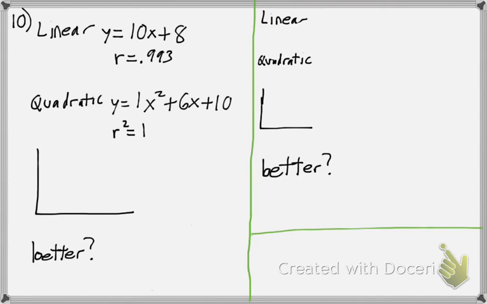So if you graph both of them, let's see if I can use different colors here. Let's do purple. And the data was like this. And then the linear kind of looks like that. So they're both pretty good, but the quadratic one is perfect.